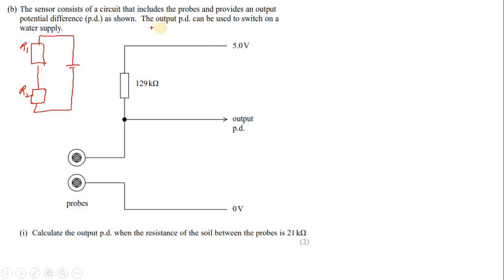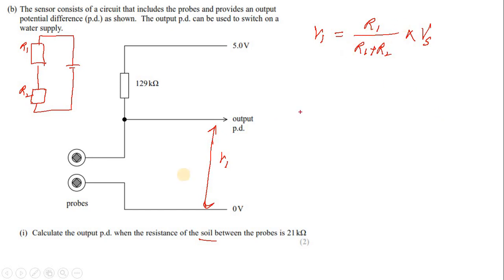Okay, so what are they saying now? Calculate the output potential difference when the resistance of the soil between the probe is 21 kilo ohm. So you need to find voltage across the soil. Let's call this voltage V1. And because we are given a total power supply voltage, we can use the formula for potential divider, which is V1 is equal to R1 divided by R1 plus R2, which is total resistance of the circuit, into power supply voltage or voltage of the source.